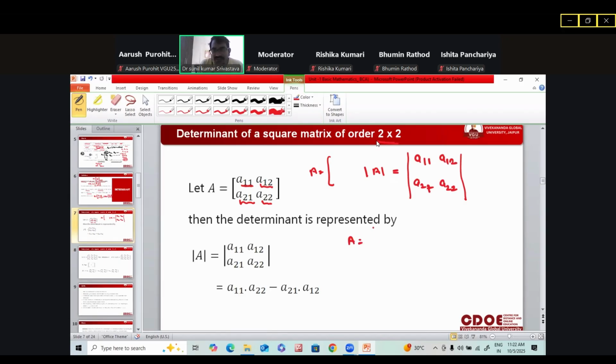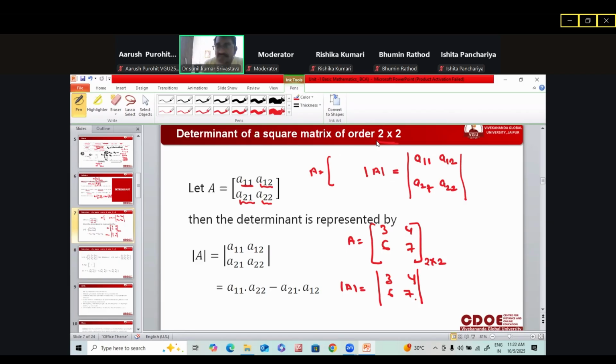Suppose we have a matrix A whose elements are given by 3, 4, 6, 7. This is a matrix of order 2 by 2, with 2 rows and 2 columns. Determinants can be found for those matrices that are square, with the number of rows equal to the number of columns. This can be written as the determinant of A equal to the determinant form with 3, 4, 6, 7. This is the determinant form of this matrix.